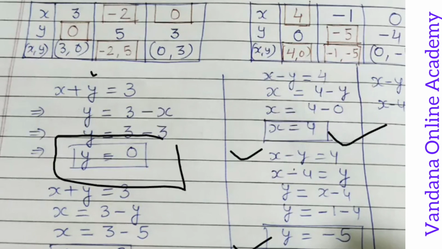So now you will get these ordered pairs for x, y: 3, 0; -2, 5; 0, 3. In the same way, in the second equation you will get x, y as 4, 0; -1, -5; and 0, -4. Okay, so this way this question is finished.